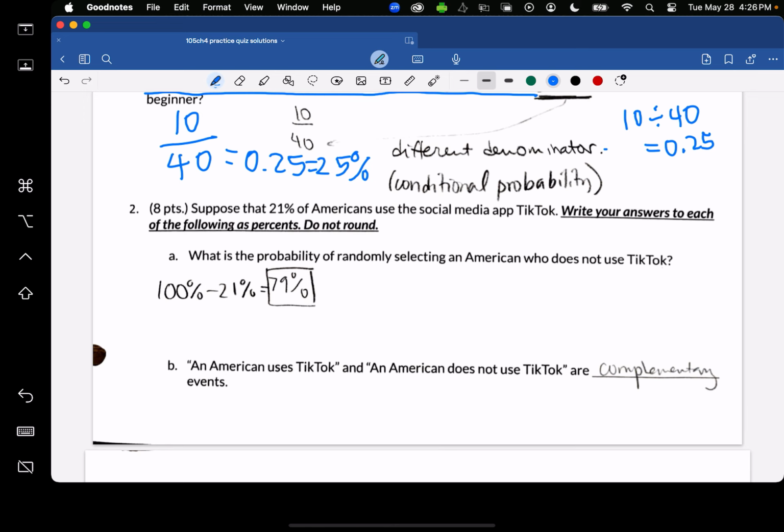And these are complementary events. Complementary events are events that together make up all the possibilities. So using TikTok and not using TikTok, you have to be in one group or the other, and those are complementary events.